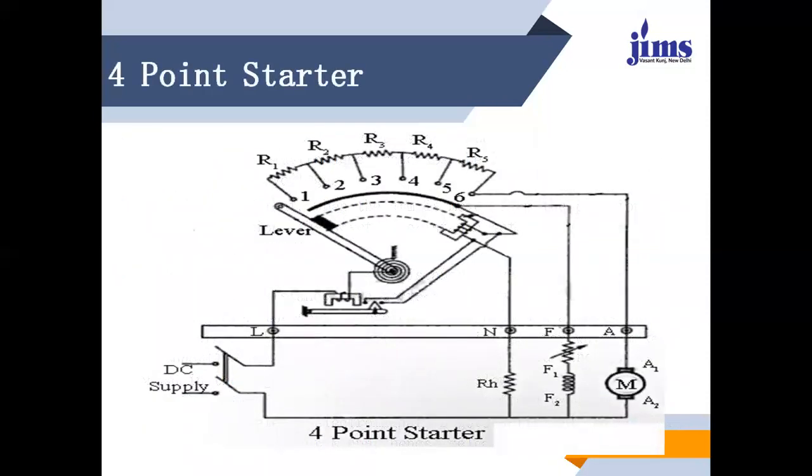Now the 4-point starter. There is a slight difference between the 3-point starter and the 4-point starter. One difference is that there is another point N, which is connected with a rheostat RH. The other 3 points are the same: L, F, and A. Additionally, we provide a variable resistance in the field winding so that the field winding current can be varied. And this type of starter is applicable for the compound motor.